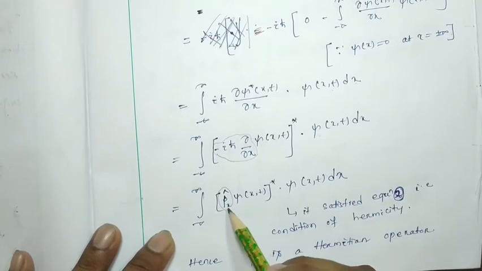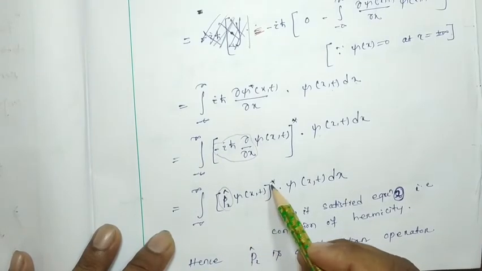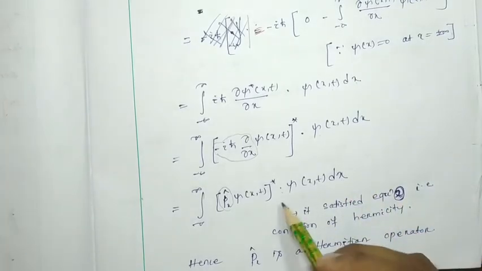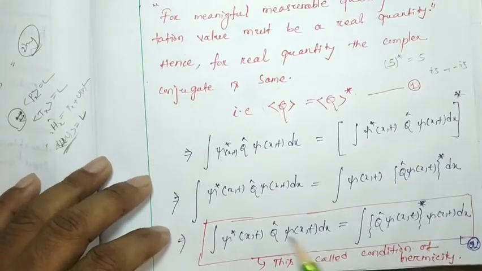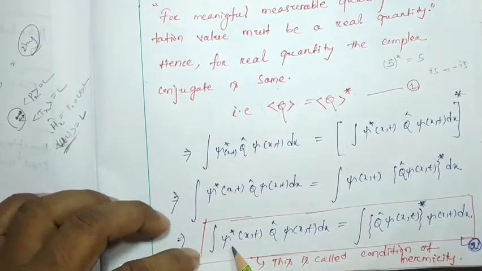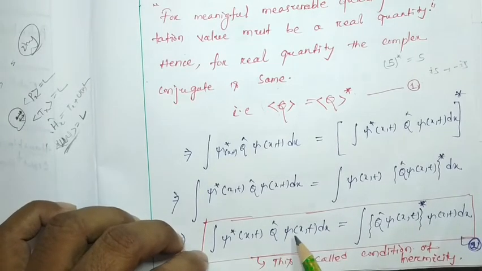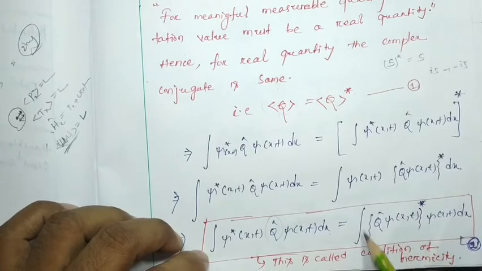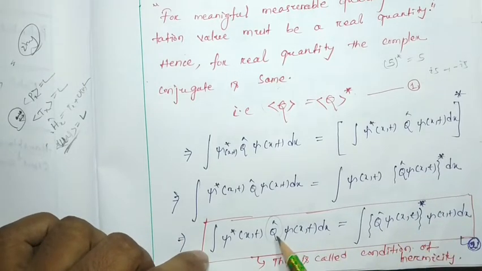So it will be the momentum operator: integral of psi(x,t) star, momentum operator, psi(x,t) dx. This is nothing but the so-called equation number 2. What is told to us? It is told to us that the integral of psi(x,t) star, Q cap, psi(x,t) dx, any operator will be in this format. If it is so, then we can say that this will be a Hermitian operator.